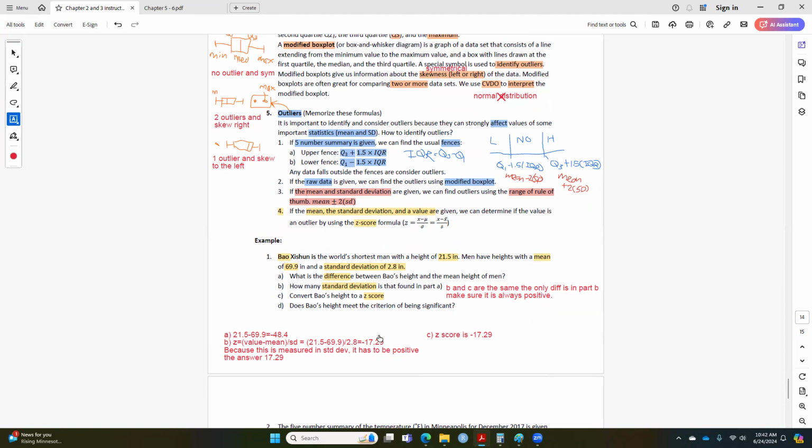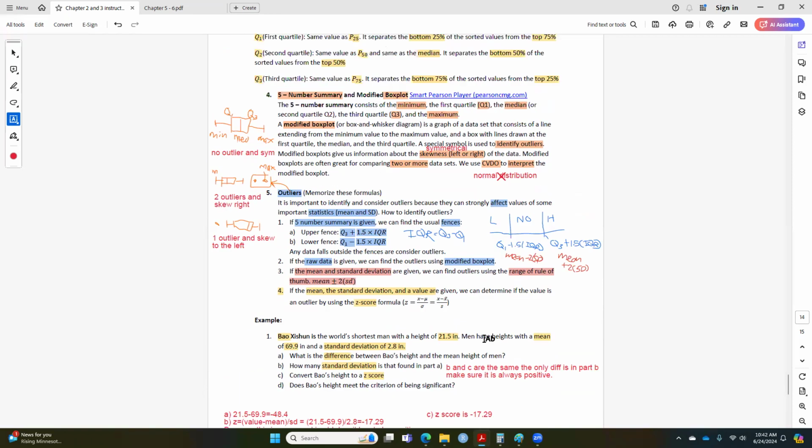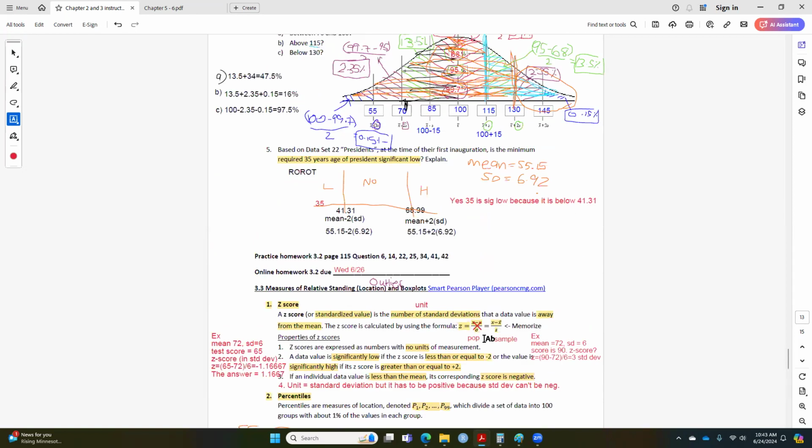Now, where is Bao's height? If you look at this, his z-score is negative 17.29. So do you know how far his value is? Don't forget, right in the middle is 0. If you look at your number line, this is negative 2. So I would say that Bao's height is somewhere over here, where negative 17 is. So negative 2, negative 3, negative 4, negative 5, and then you continue going. That's how far he is.